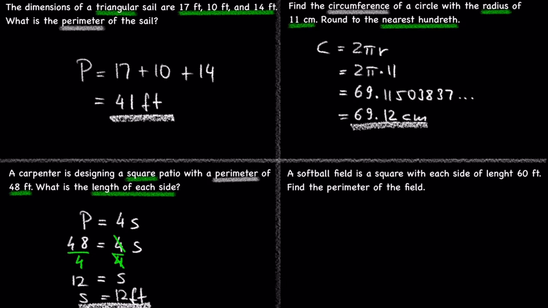A softball field is a square with each side of length 60 feet. Find the perimeter of the field. The formula for the perimeter of a square is P equals 4s. Plugging 60 into s, we get 4 times 60, which is 240. So the perimeter of the field is 240 feet.